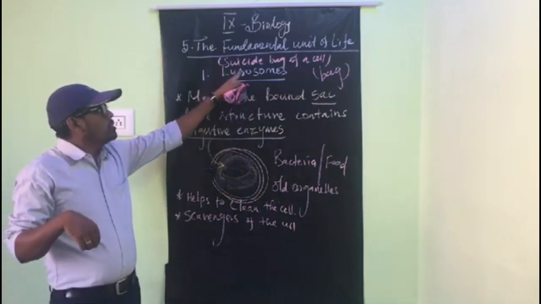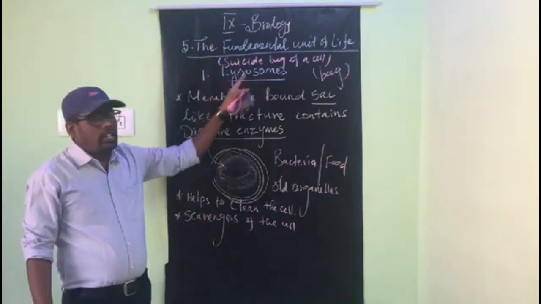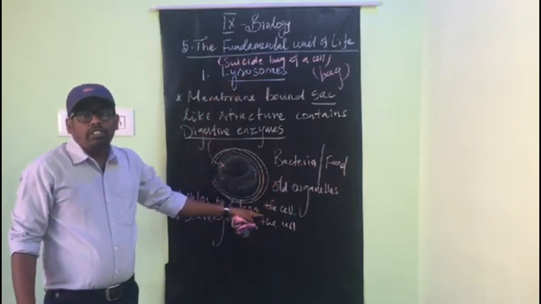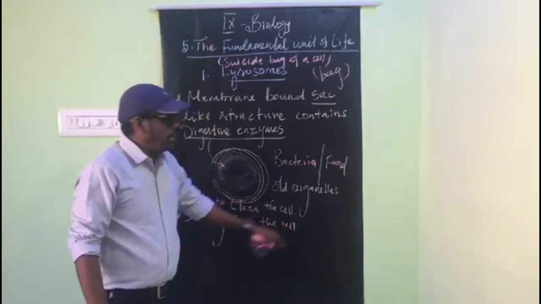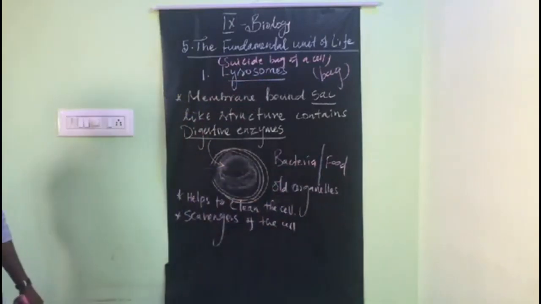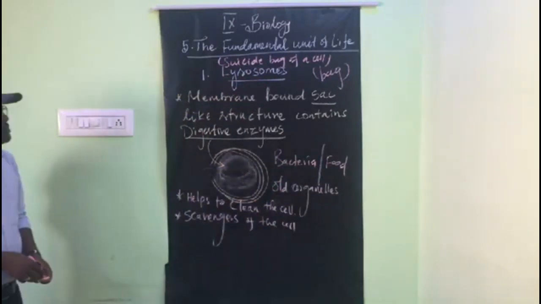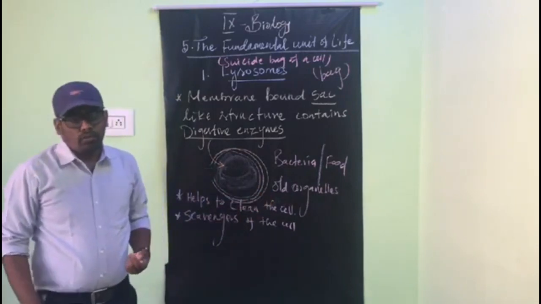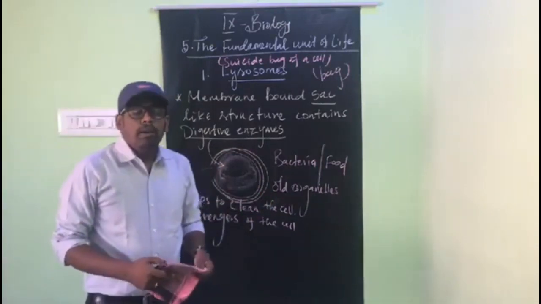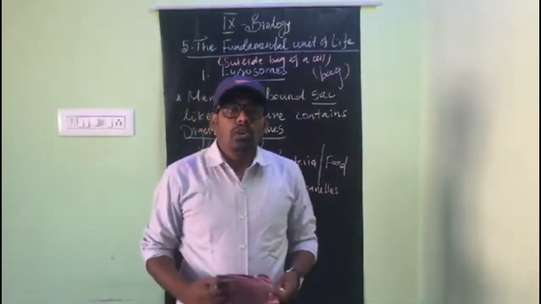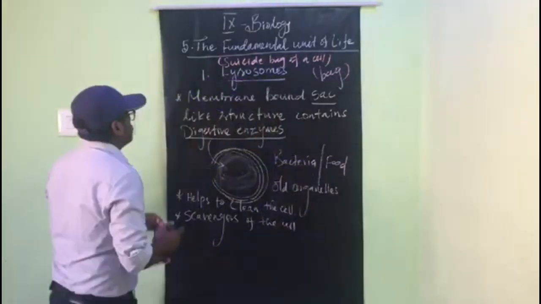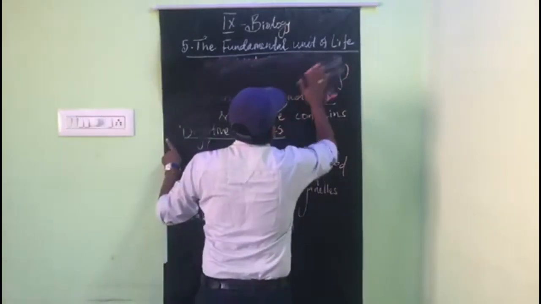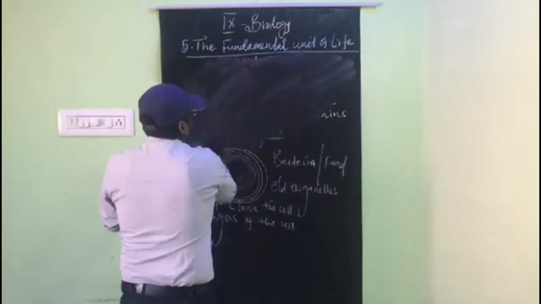Why is the lysosome called a suicidal bag of a cell? And why is it called a scavenger of the cell? Because it breaks down the complex into simpler form. Okay, so both the plant cell and animal cell contain lysosomes. The numbers may vary, but anyhow lysosomes are present. And the next cell organelle is mitochondria.